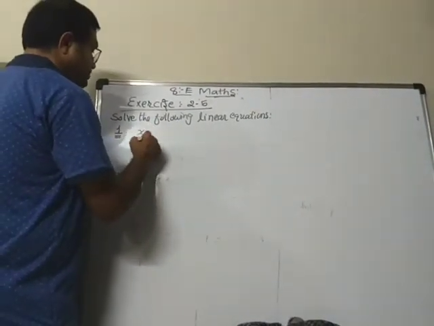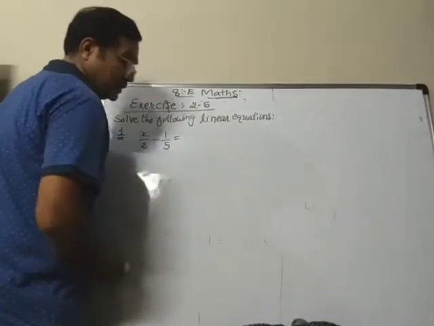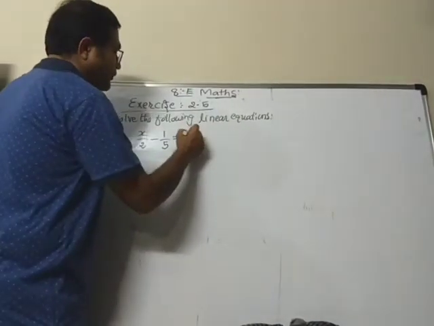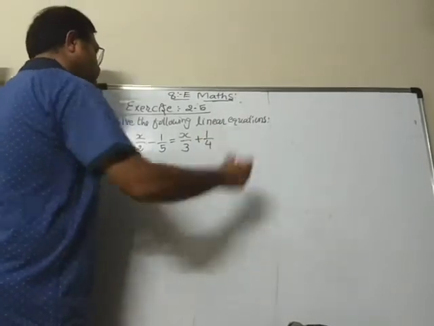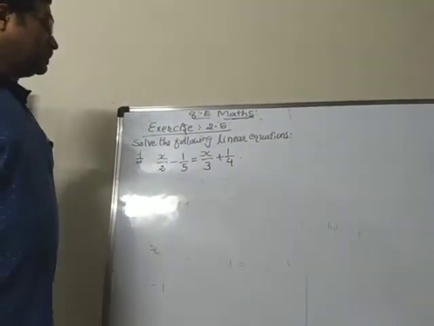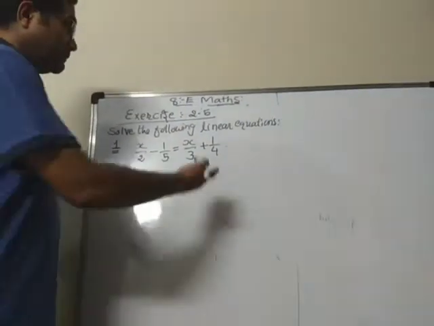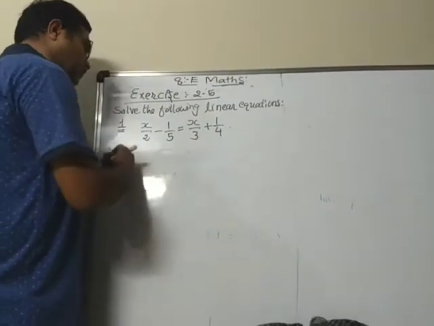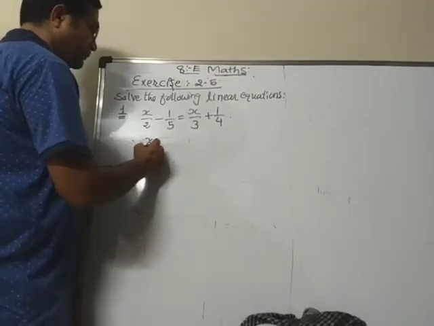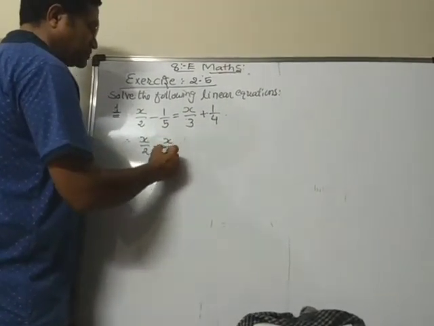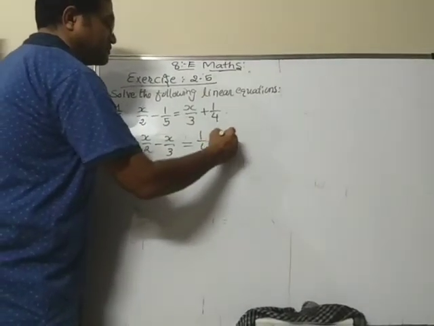So first sum is x upon 2 minus 1 upon 5 is equal to x upon 3 plus 1 upon 4. So here what will we do? We can do a little different way also. First we will bring the term with x on the LHS and without x on the RHS. So x upon 2 minus x upon 3 is equal to 1 upon 4 plus 1 upon 5.